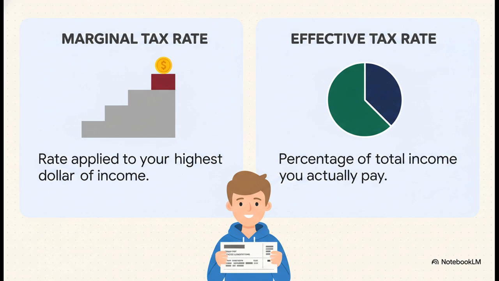Your marginal tax rate is just the rate that applies to your last, highest dollar of income, the top bracket you reach. But your effective tax rate, that is the actual percentage of your total income you pay in taxes blended across all of those different buckets. Because only your top dollars get taxed at the top rate, your effective rate is almost always way lower than your marginal rate. So getting bumped into a higher bracket never, ever ruins your whole paycheck.